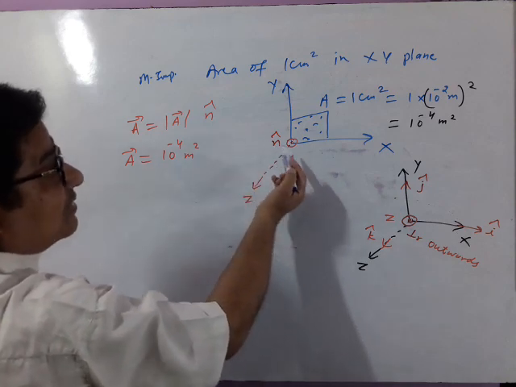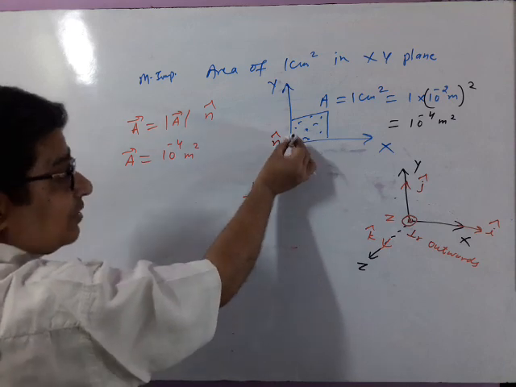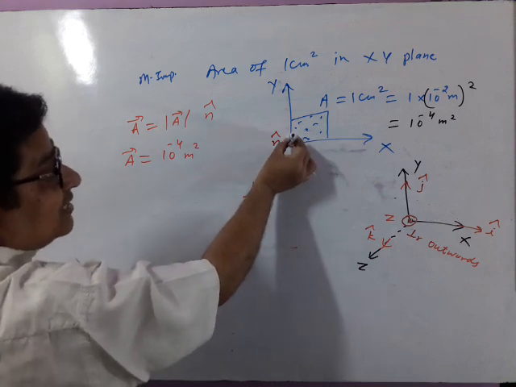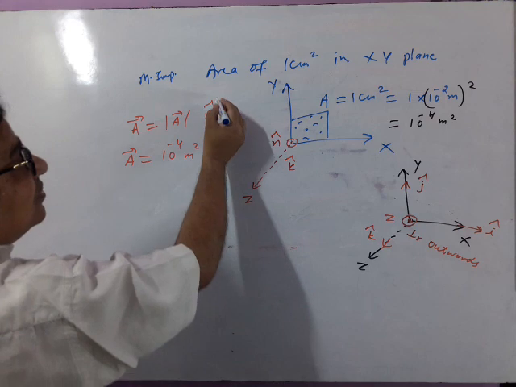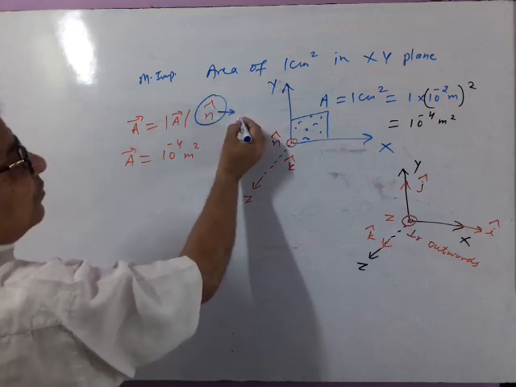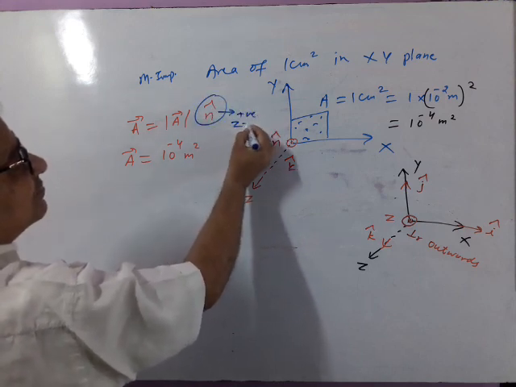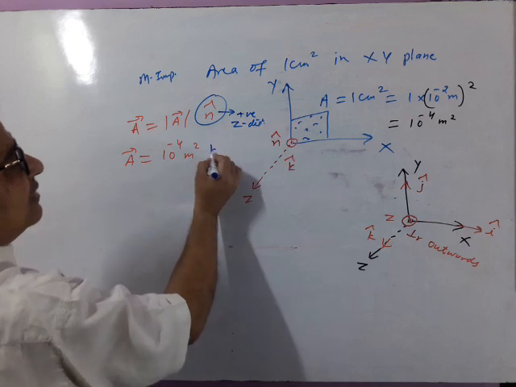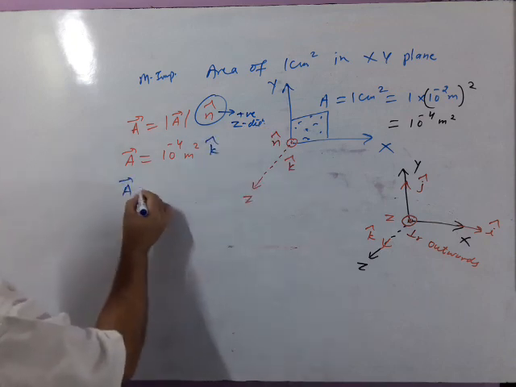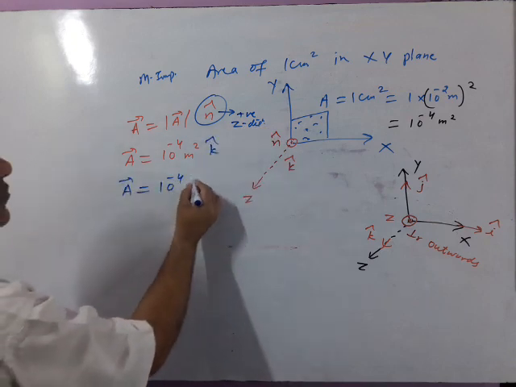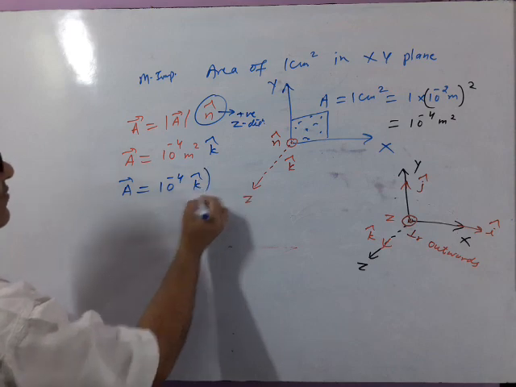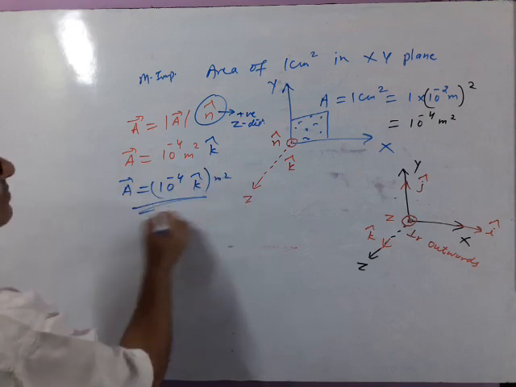Now there is no outward, this is a single sheet. So it is normal to the single sheet, which is matching with the positive Z direction. So this n cap is the positive Z direction, so we write it as k cap. So this A vector is written as 10 raised to the power minus 4 k cap. Of course it is in meter square.